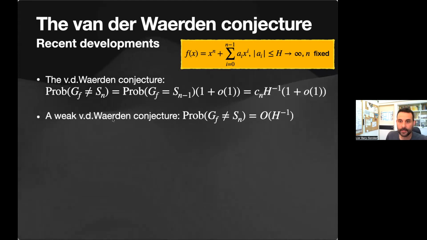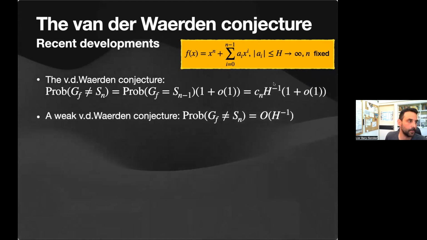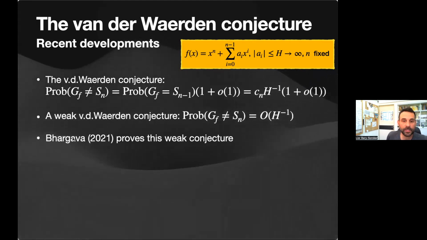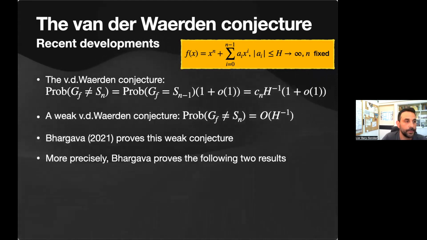And some people call it the van der Waerden conjecture also, but it's a slightly weaker version, where you just prove that the Galois group has the same order of magnitude, that the probability that the Galois group is not Sn is O of h to the minus 1. I mean, without catching the actual constant, okay? And what Bhargava managed to prove very recently is this weak van der Waerden conjecture.